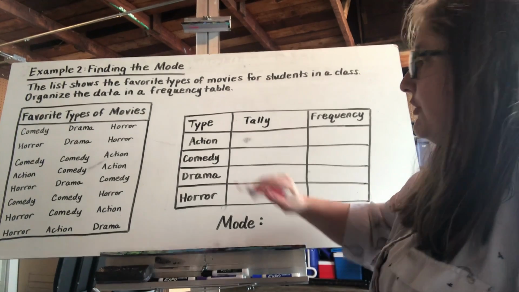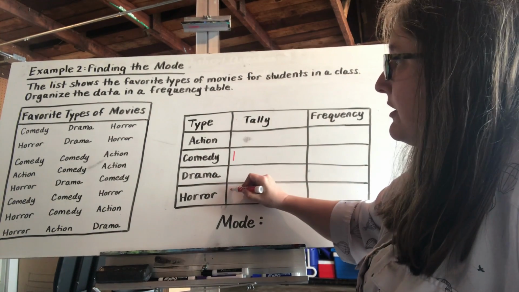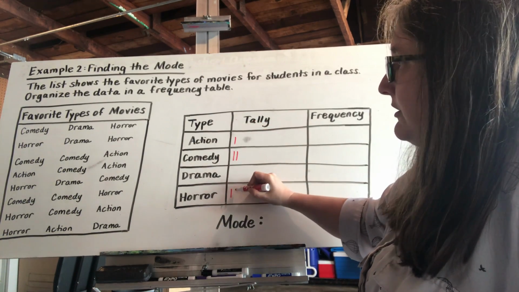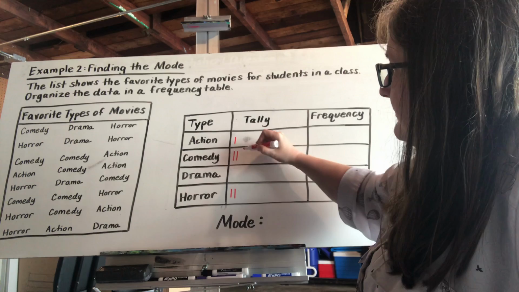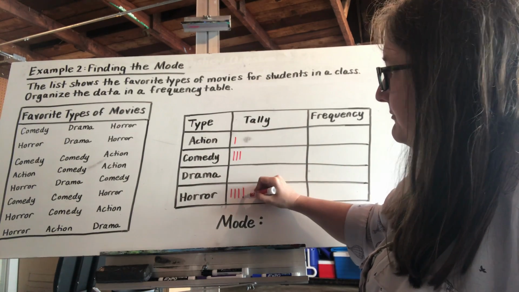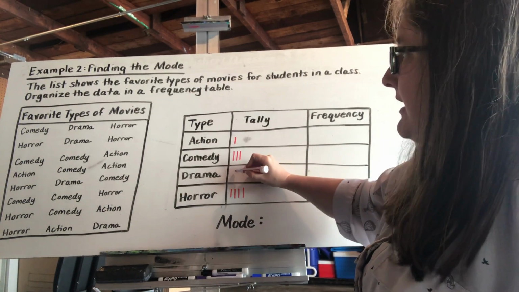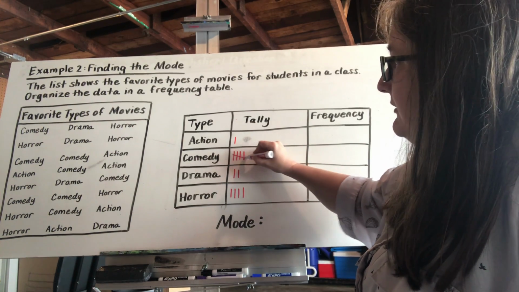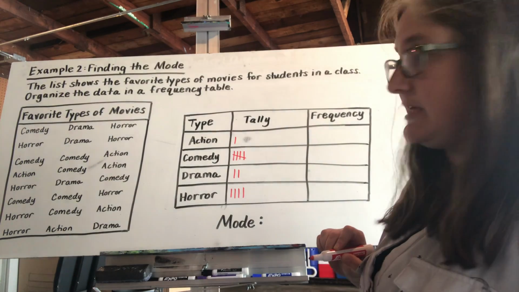So we had a vote for comedy, horror, another comedy, action, horror, comedy, 2 more horrors. I'm going down the columns. Finally, I've got some drama people, 2 dramas, 2 comedies. When I get to 5, I'm going to do a slash mark like that.